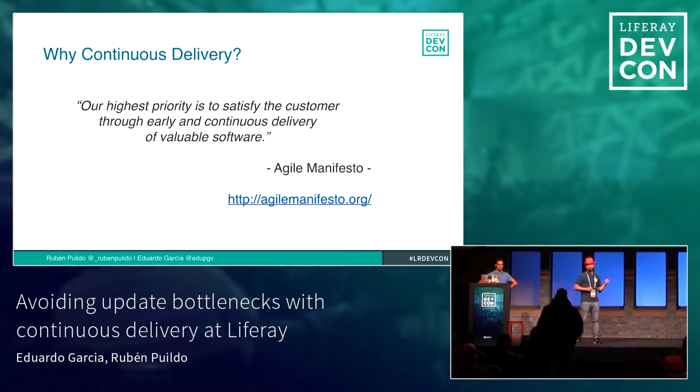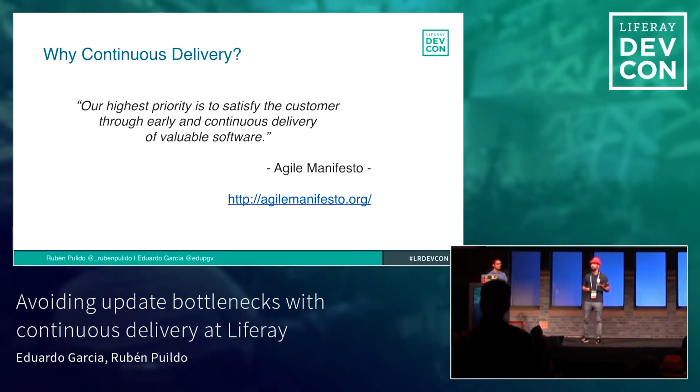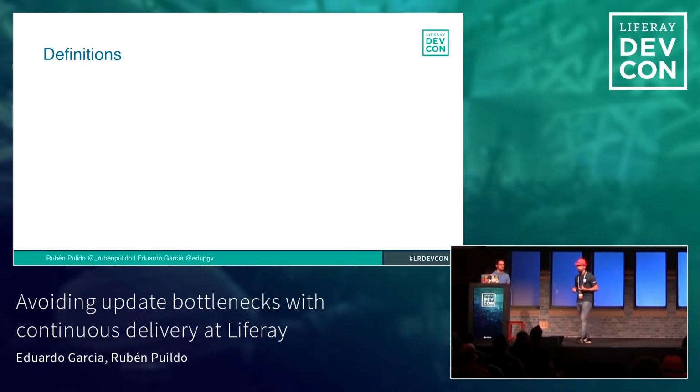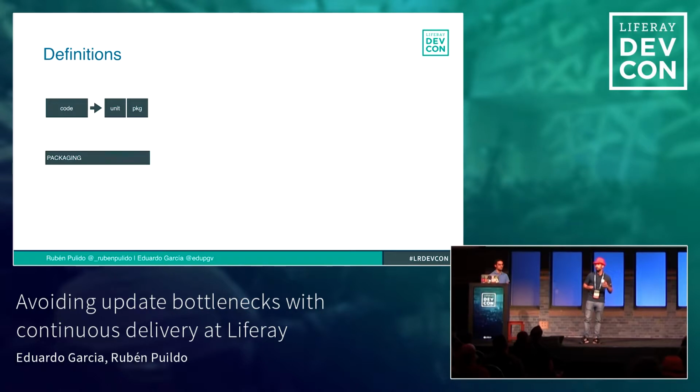Okay, so why are we talking today about continuous delivery? Why is it so important? Well, because our main purpose as software developers is to continuously deliver software of value to our customers. Or in other words, we want to deliver better software and we want to do it continuously. So we want continuous delivery, but what is continuous delivery? Let's try to define it in the context of the process of software production.